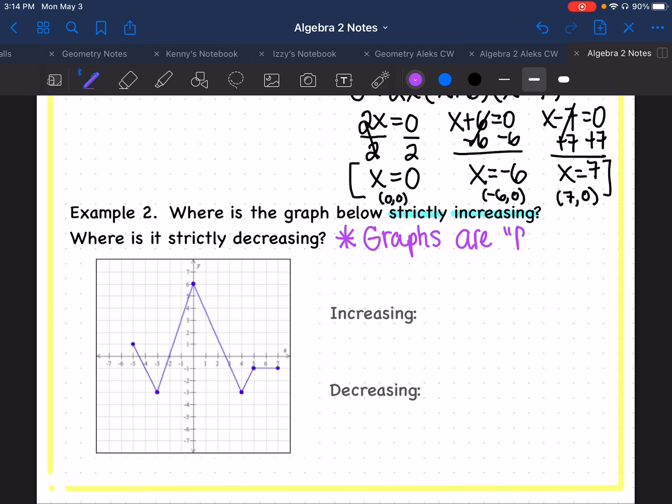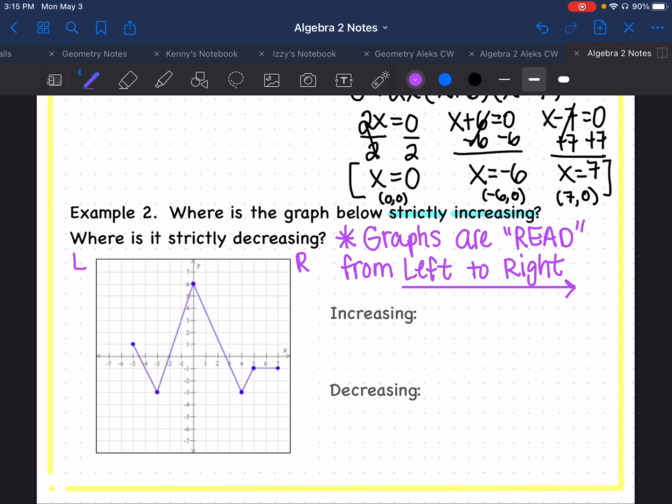Graphs are read. I know it seems weird to read a graph, but we do read it from the left to the right side, just like you would a book. So you start on the left and you read it to the right side.